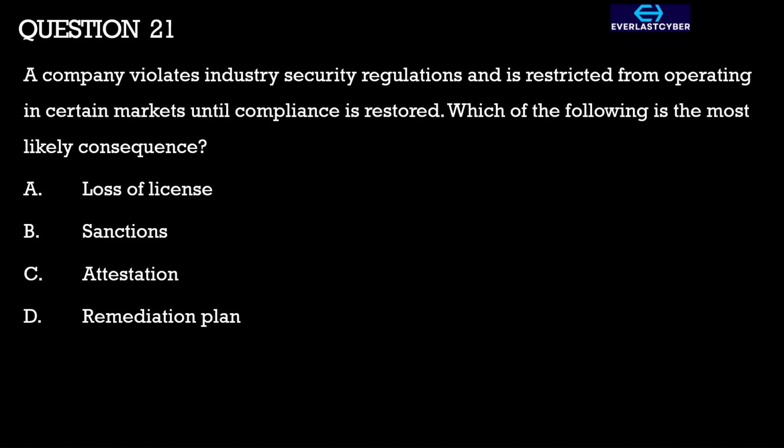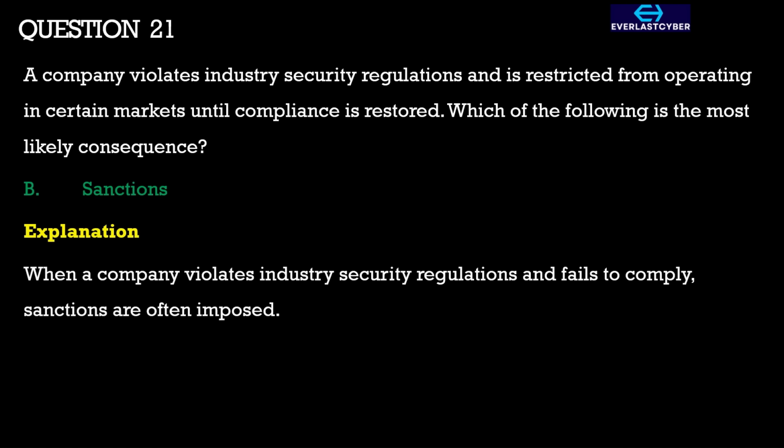Attestation is a formal statement or certification that compliance has been achieved, but it's not a consequence of violation, so it doesn't correlate to the question. Remediation plan is a corrective action plan to fix compliance issues. This is also not a consequence. In the question, it's asking which of the following is the most likely consequence of a company violating industry security regulations. And our answer would be option B, sanctions.